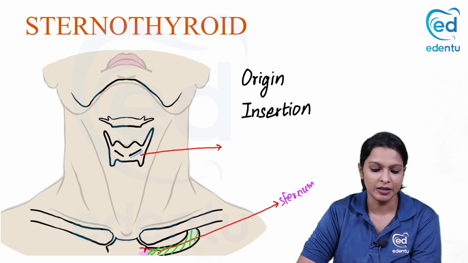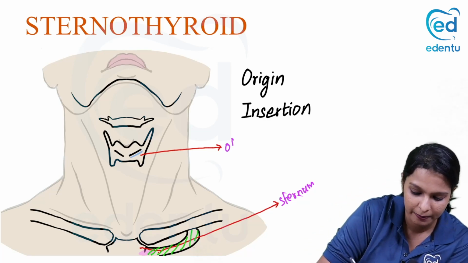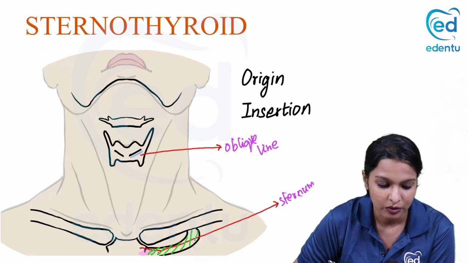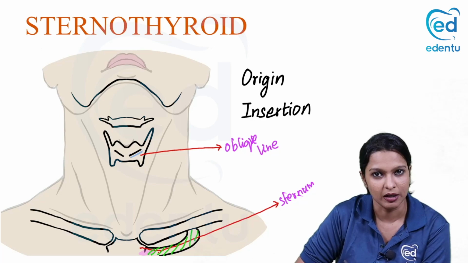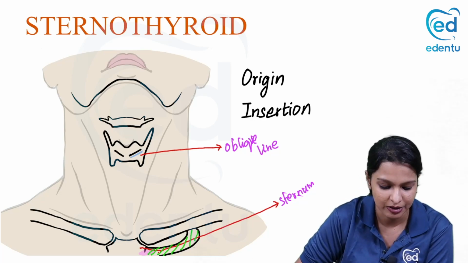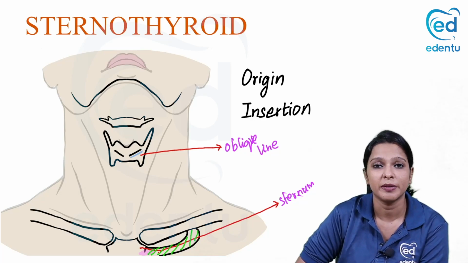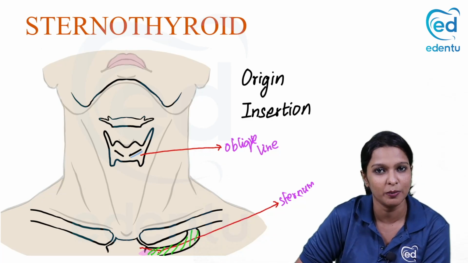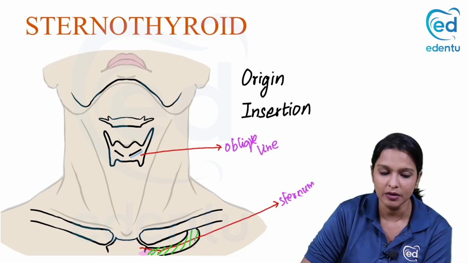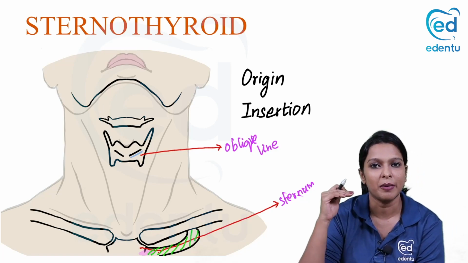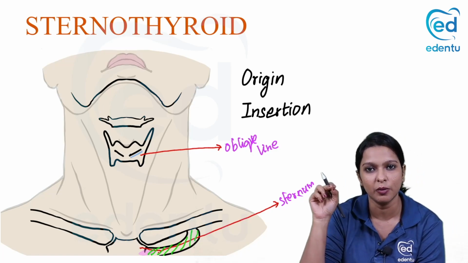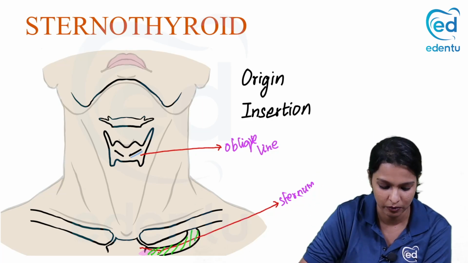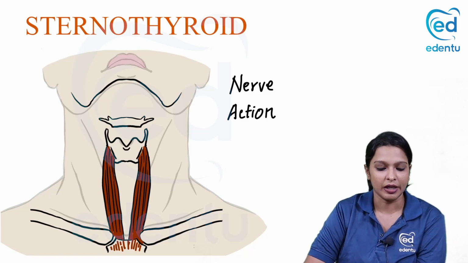And the insertion is into the oblique line. So sternothyroid connects the sternum bone and thyroid cartilage. Origin is from the sternum, to be specific the posterior aspect of manubrium, and insertion is into the oblique line of thyroid cartilage. Just see which level of manubrium you are corresponding it to, the bone that is present laterally. You'll understand this better once we see the next bone. So this is how the sternothyroid is.